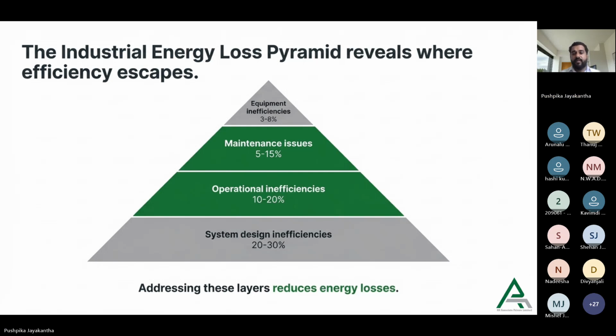Addressing these layers systematically can significantly reduce energy consumption, but the greatest energy savings are usually achieved by addressing the system design and operational inefficiencies first.